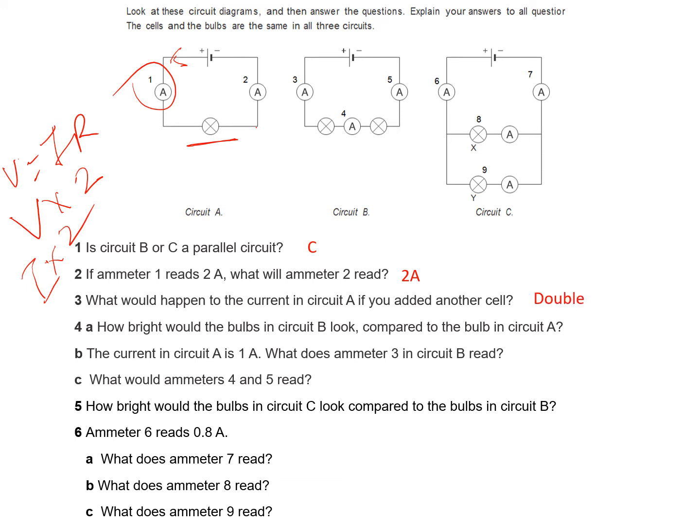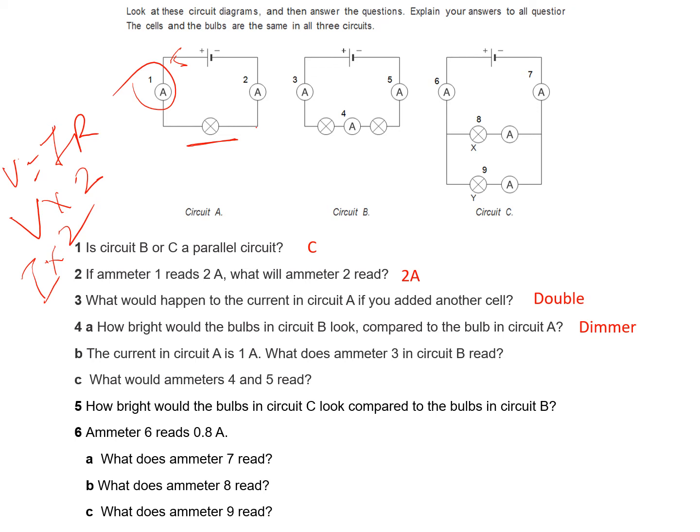How bright would the bulbs in B look compared to the bulb in A? Now, some of you have done the practicals for this. For those who have done the practicals, it would be more clear. When you look at circuit B, there are 2 bulbs compared to circuit A. So the more bulbs you add in series, what happens to the resistance? The resistance is increasing. So less current flows, less voltage across the bulb, so the bulb becomes dimmer.